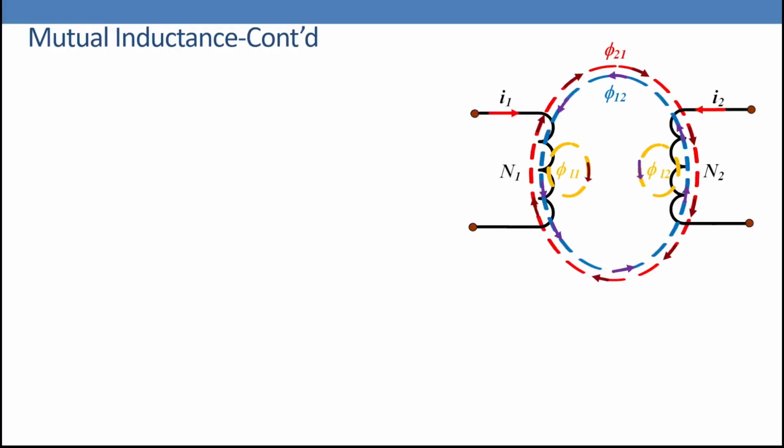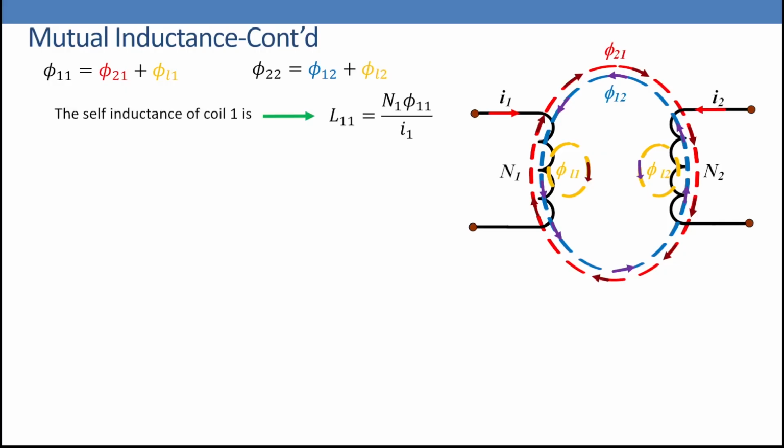I remove the magnetic circuit and I put the two coils now. So we have all the fluxes, flux for coil number 1, flux for coil number 2. So φ11 equals φ21 plus φ leakage 1, and φ22 equals φ12 plus φ leakage 2. So the self-inductance of coil number 1 is L11 equals N1, the number of turns of coil number 1, φ11 over I1, due to the current I1. And for coil number 2, the self-inductance is L22 equals N2 φ22 over I2.